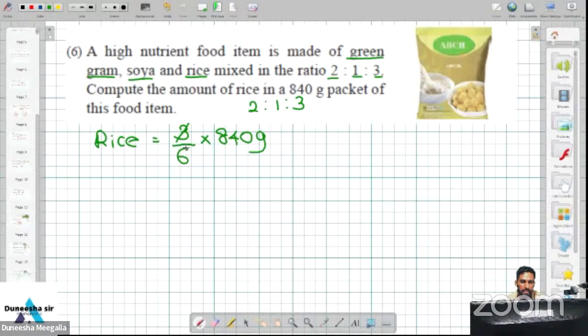How many 3s in 6? 2. Then we have to divide 840 by 2. What is it? 420 grams. Yes, 420 grams. After you write the answer, raise hand.